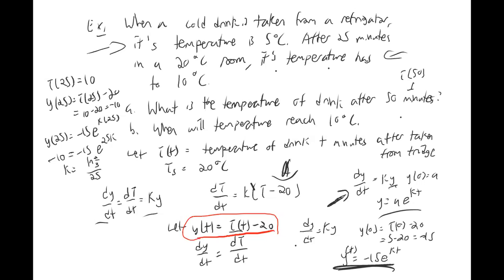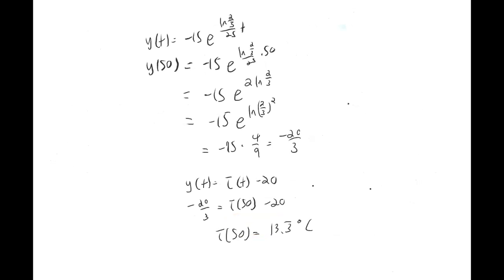Okay, so for part B, when will the temperature reach 10 degrees Celsius? So it's asking when is T of t equal to 10. So interpret it in terms of Y, right? Y of t is equal to T of t minus 20. If it's asking when is T of t equal to 10, well, that's asking when is Y of t equal to negative 10, right? And from here, you solve again.